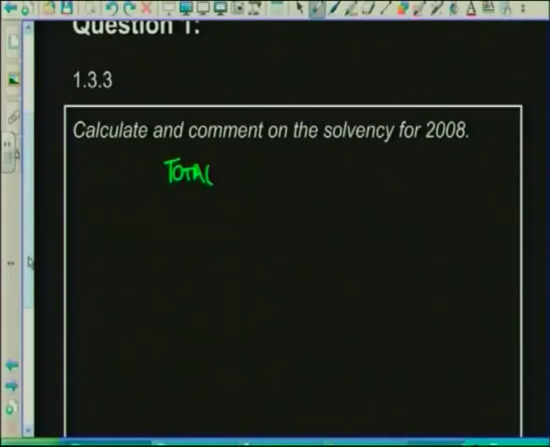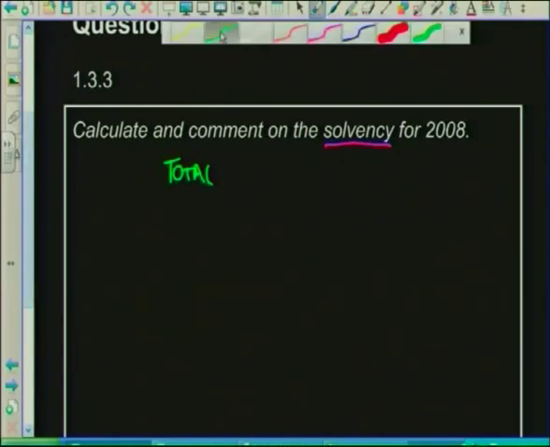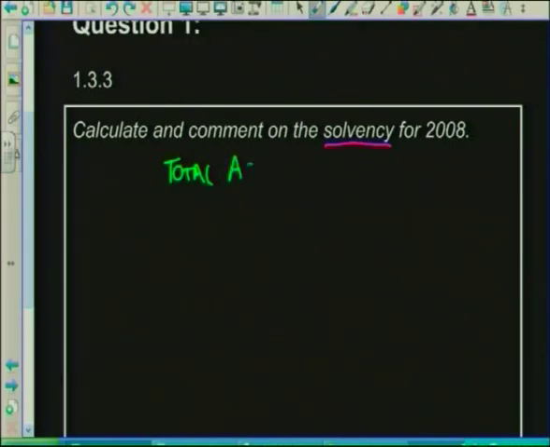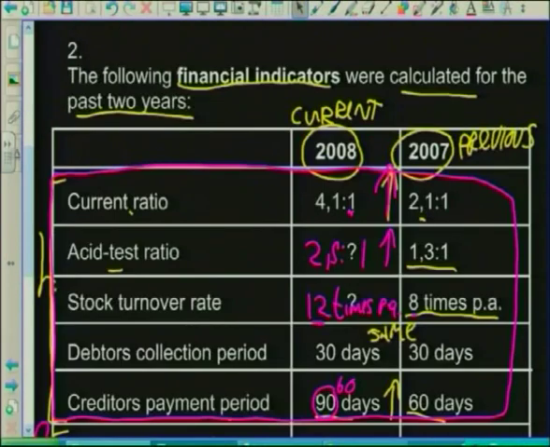Right, let's move on now to our next question. For our next question, we are asked to calculate and comment on the solvency for 2008. As you can already see, I've already started writing in my formula. Let's just carry on with the formula. Solvency, we are comparing total assets to total liabilities. Right, again, we're going to go back to our balance sheet.